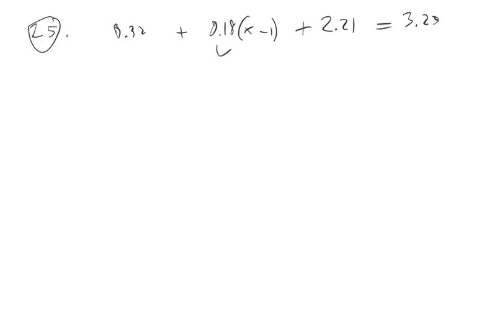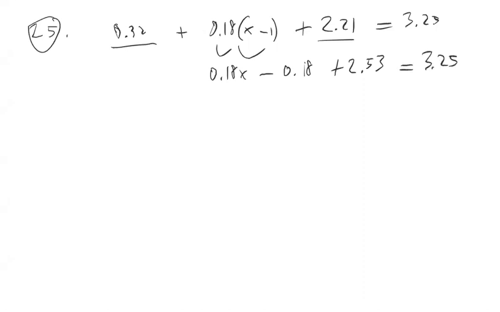So distribute this and this, 0.18x minus 0.18. There we go. And then we're going to go ahead and add this because that's a like term with this. So 0.32 plus 2.21 is equal to 3 at the end. Then 0.2 plus 3 is 5. 0 plus 2 is 2. So that's 2.53. And that equals $3.25.